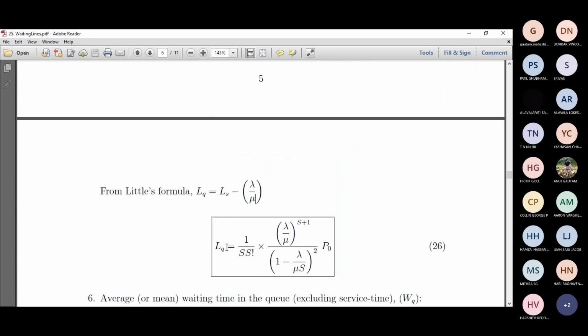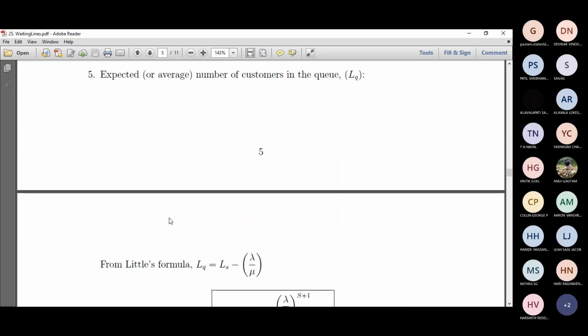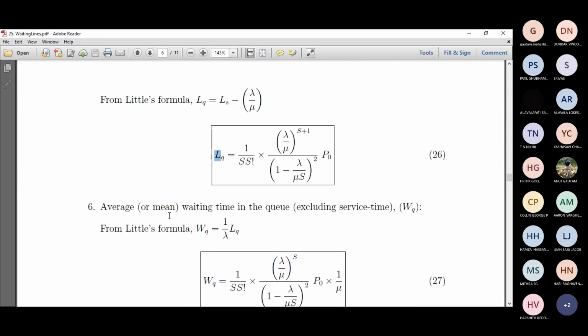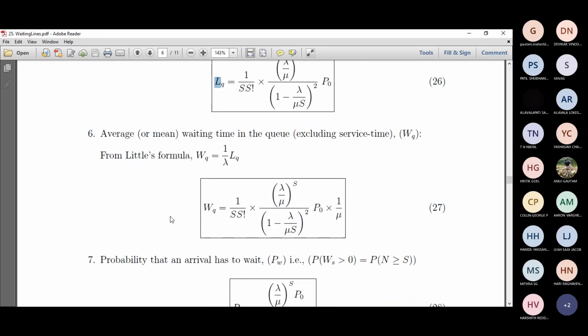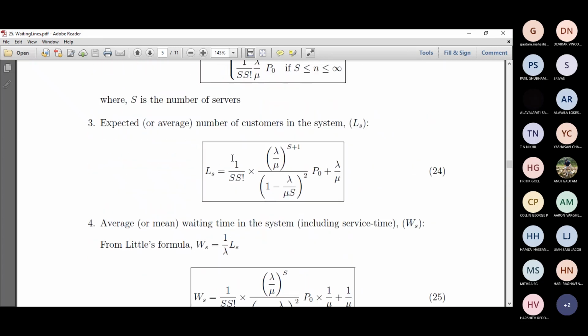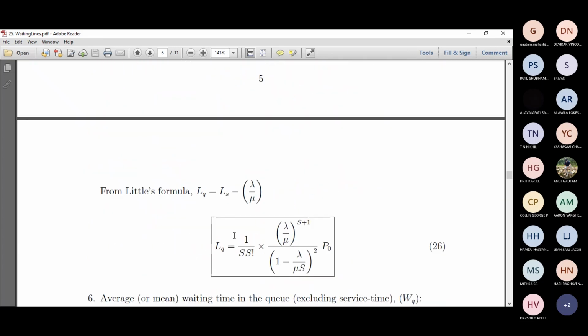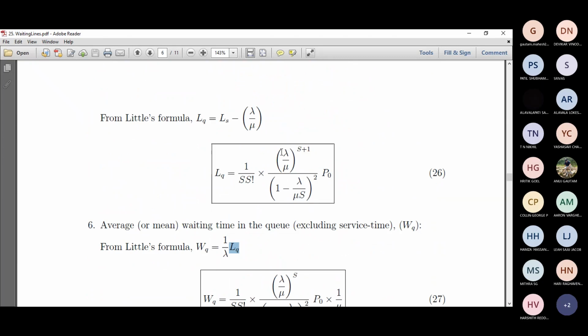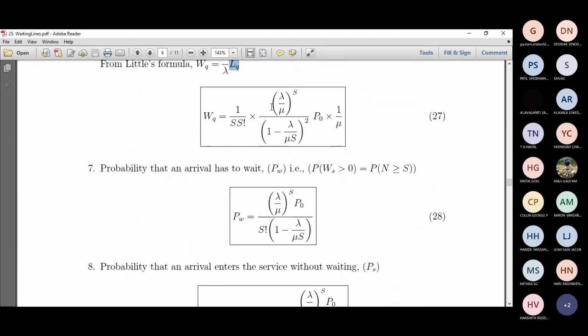So if you get this, then you can find the formula for the mean waiting time or the mean number of customers in the queue. The average or mean waiting time in the queue, excluding the service time, is also given by this formula. WQ, the waiting time, equals 1 by lambda into LQ, where LQ is the number of customers in the queue. And this is the formula.